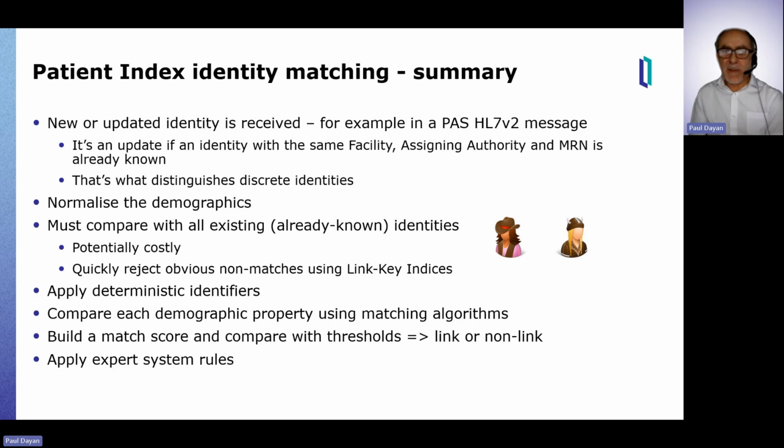Finally, Patient Index applies a configurable set of expert system rules, which can result in a link being changed to a non-link or vice versa. For example, Patient Index might say that if the dates of birth and surnames agree and NHS numbers disagree, this could be a pair of twins, so unlink the identities. And Patient Index also decides whether it needs a human to check the result, which we will come to later.